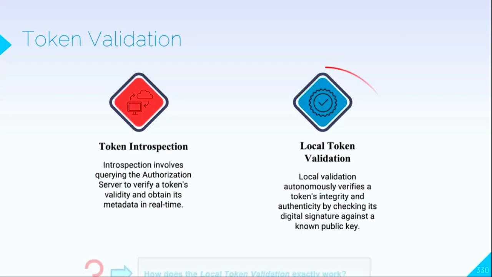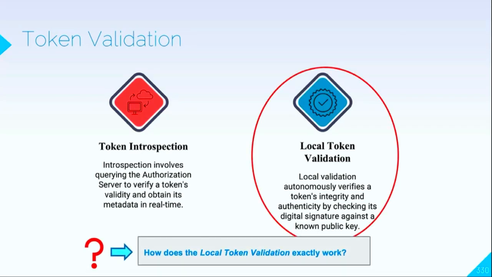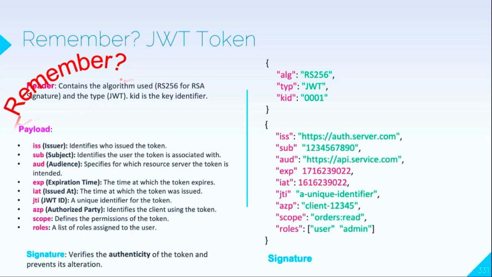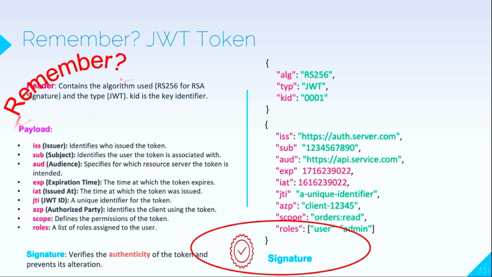Now, let's take a closer look at how local token validation actually works. As we have learned in previous lessons, local token validation is possible with JWTs because they are self-contained tokens that include a signature. This is the third part of the JWT token. The signature plays a critical role in ensuring the integrity and authenticity of the token, meaning it confirms that no one has tampered with the token's validation information. So the real key to local token validation lies in understanding how this signature works. Once we grasp this mechanism, we'll have a solid understanding of how local token validation functions.